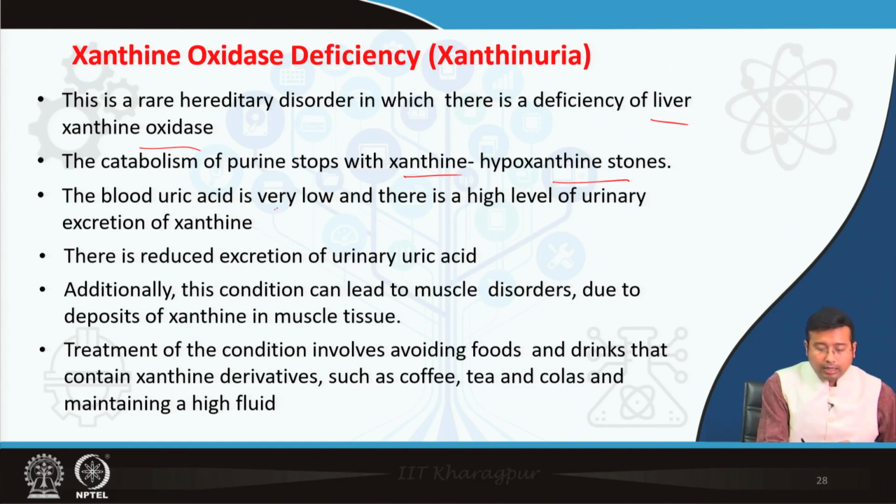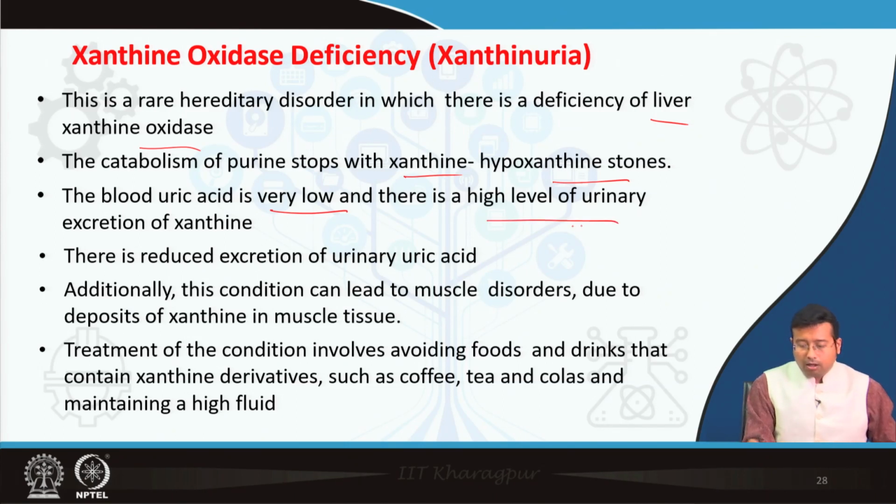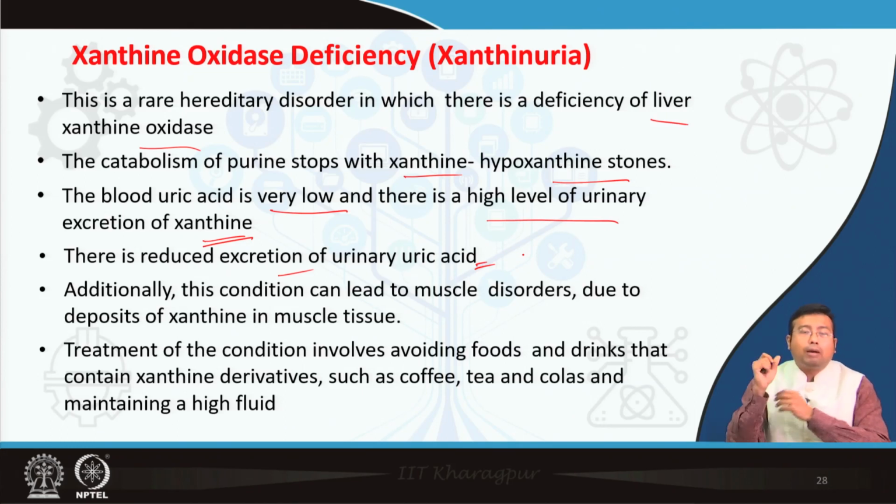However, blood uric acid is very low, and there is a high level of urinary excretion of xanthine. That is why it is known as xanthinuria. So, there is reduced excretion of uric acid. Additionally, this condition can also lead to muscle disorders, myopathy, because there is xanthine deposition in the muscle. Those xanthine stones, xanthine crystals, may be deposited in the muscle.